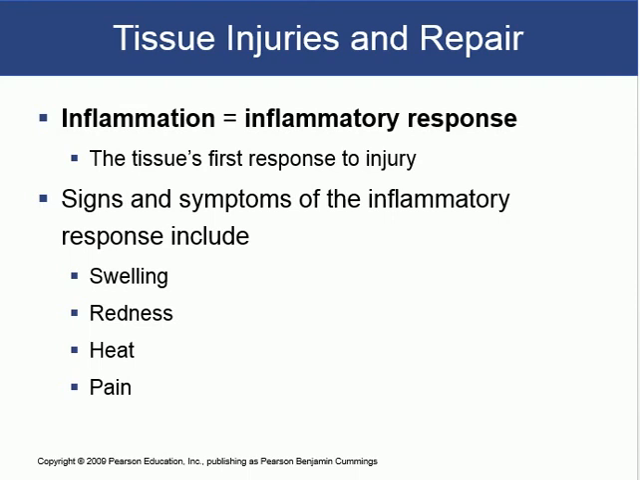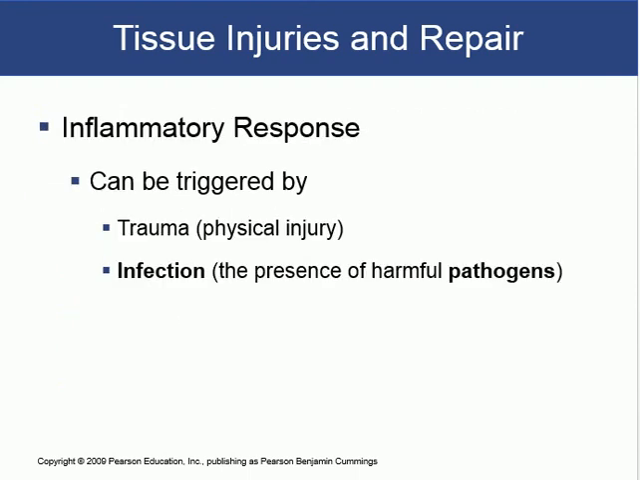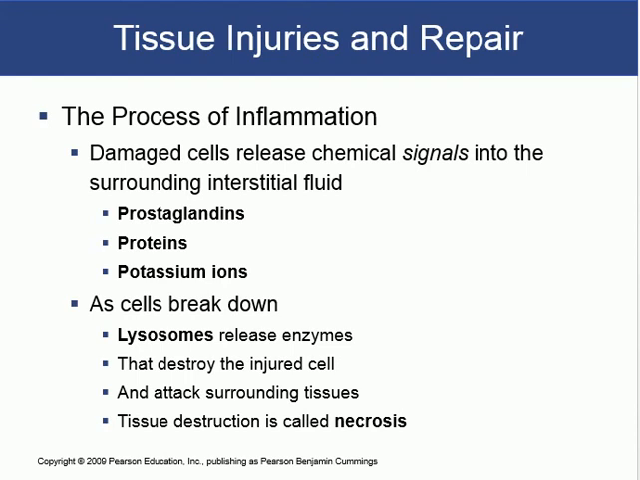What can cause inflammation? Maybe a pathogen, like bacteria or something invaded your skin, like acne, something like that. Or maybe you got injured. So it can be trauma, physical injury, or infection. The chemical signals that help to produce the inflammation are prostaglandin, some proteins, and potassium ions. Lysosomes. We talked about this in the organelles. Lysosomes. These are the somes, meaning the bodies that cause lysis. They contain enzymes that are going to lyse, and the destruction is called necrosis.